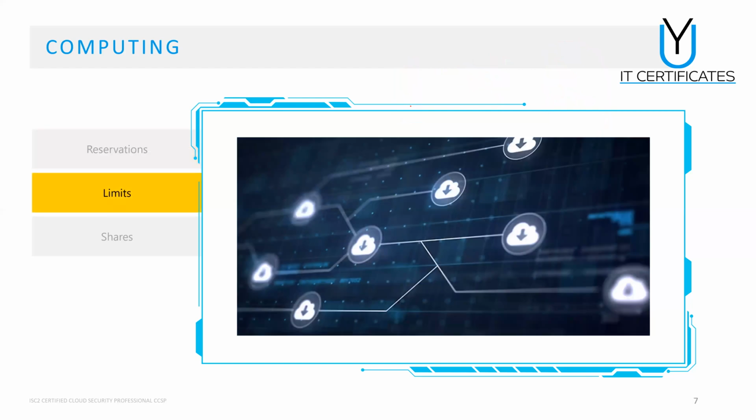Okay, what are limits? Limits are the opposite of reservations. Reservations are the minimum resources guaranteed by the cloud service provider to the cloud service customer. Limits are the maximum resources provided by the cloud service provider to the cloud service customer. Why do we have limits on the resources used by the customer?